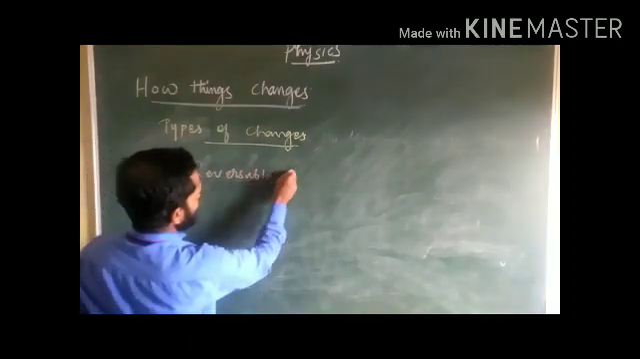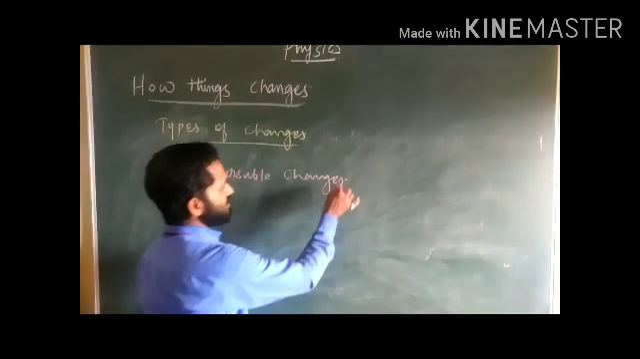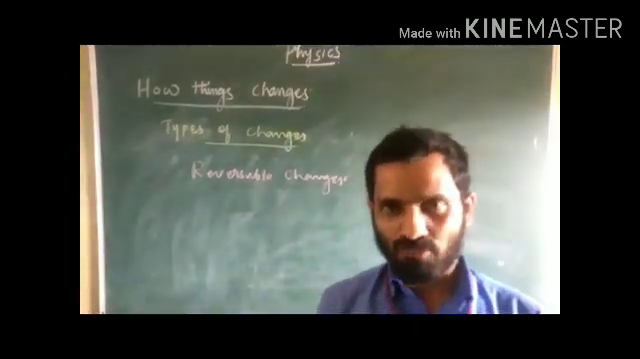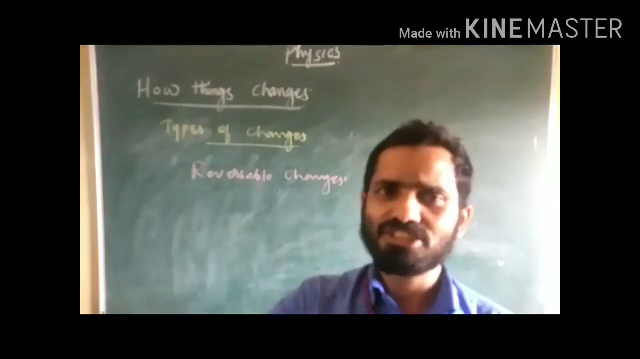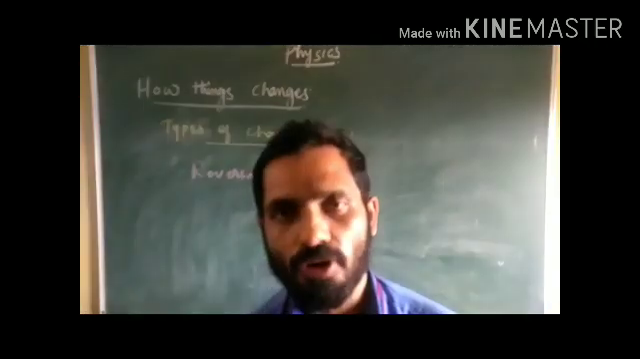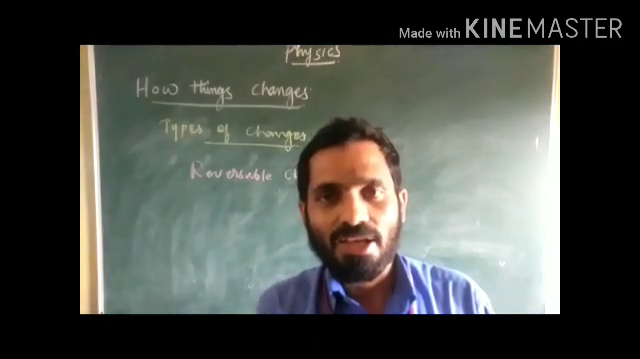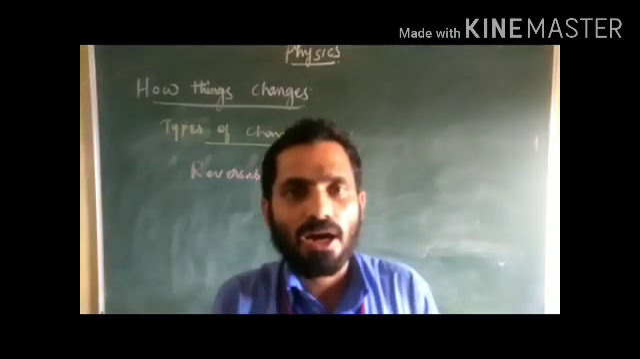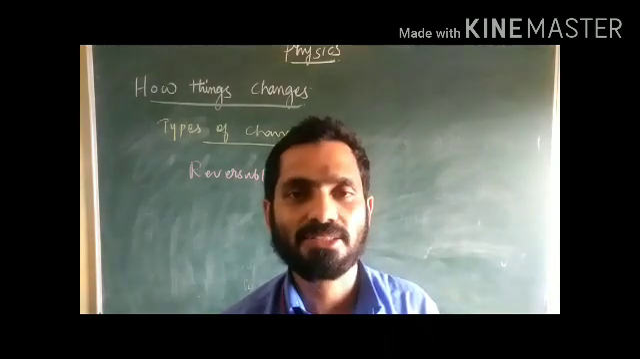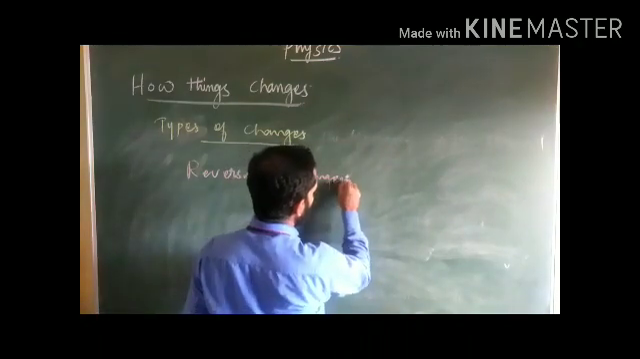Reversible changes. As its name indicates, these are changes which we can reverse, or which we can rechange into the original form. For example, a very simple example I tell you, students, folding of a paper. We fold the paper and we are able to unfold also. Then we are able to rechange it into its original form. That kind of change we can call a reversible change. A change which can be reversed into original form.